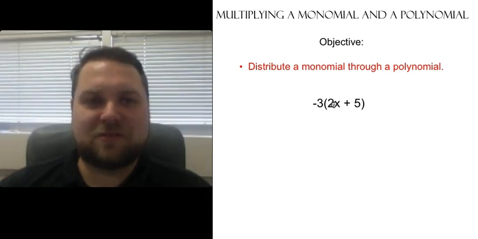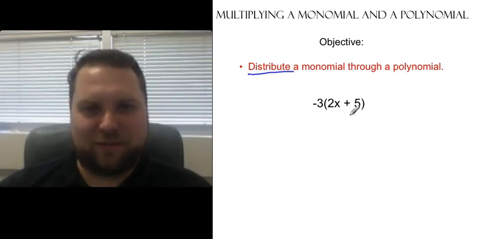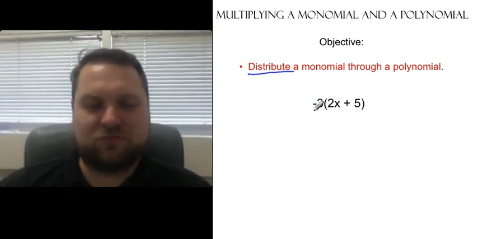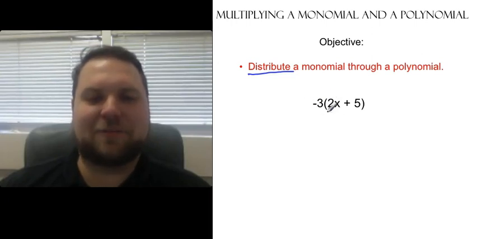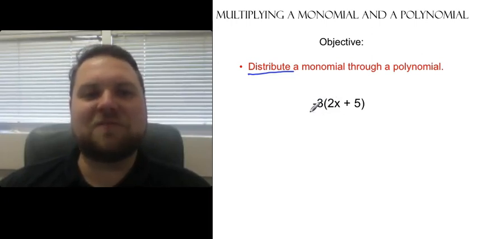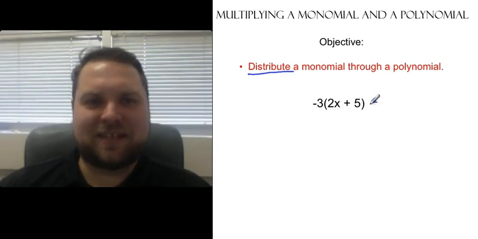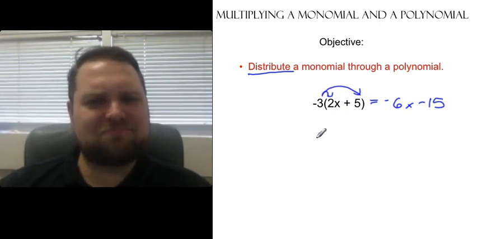So our objective is to distribute a monomial through a polynomial, and that right there should clue you in on how we do this. This is literally the distributive property. So for instance, had I not had this dressed in a lesson about polynomial multiplication, if you would have looked at this, you would have said, oh, this is the distributive property. That's negative 6x minus 15. You know how to do that. We're multiplying there and there. Let's kind of break that down.